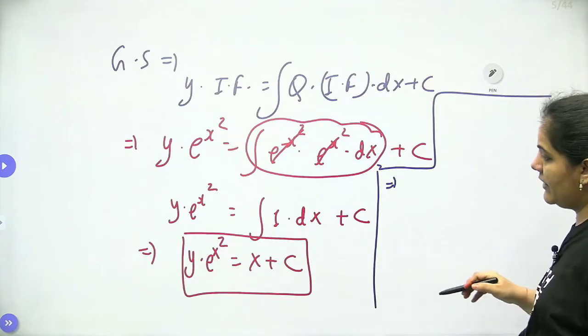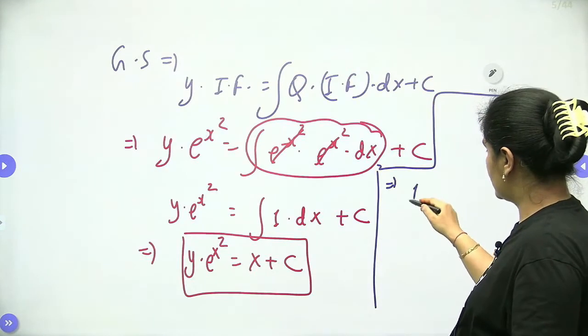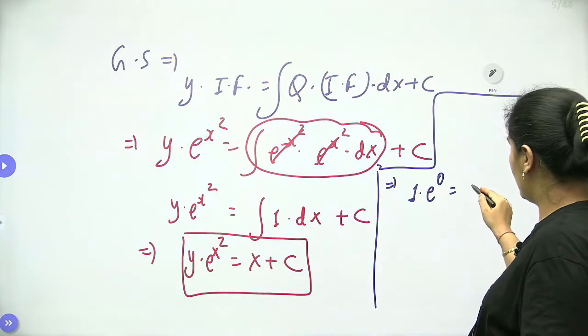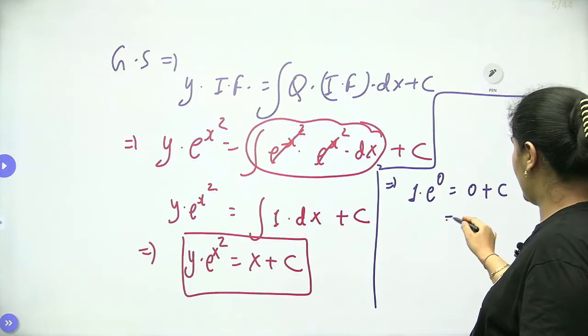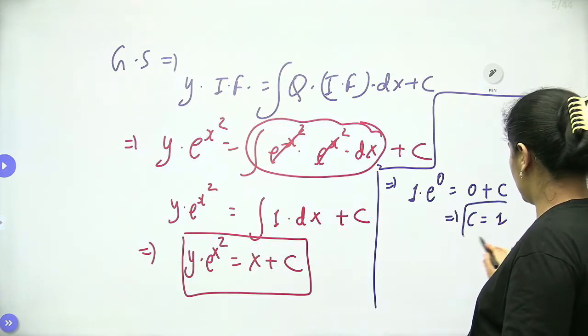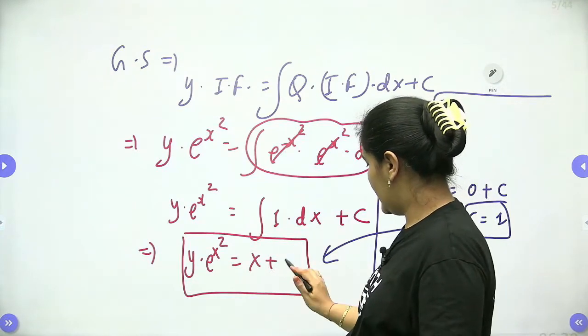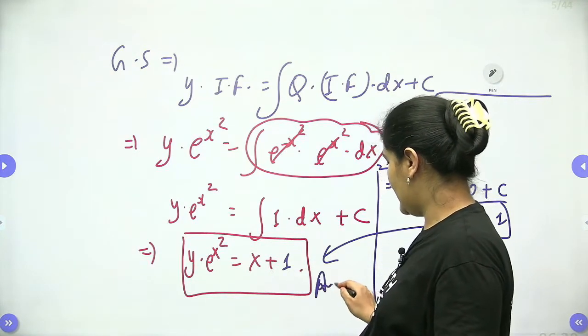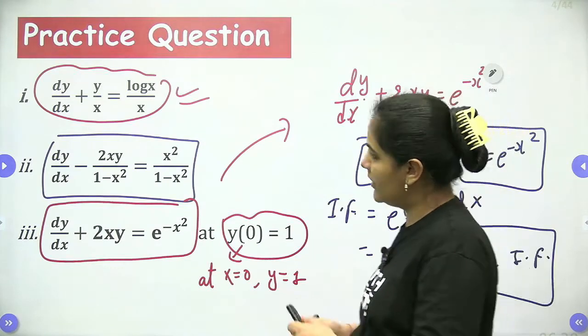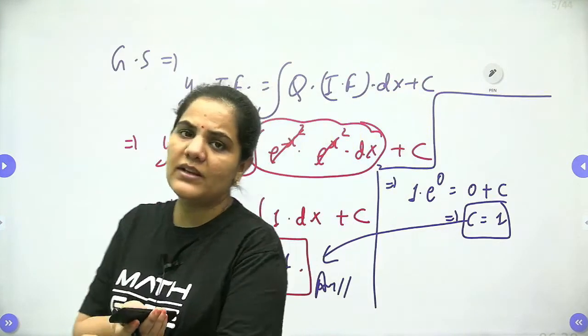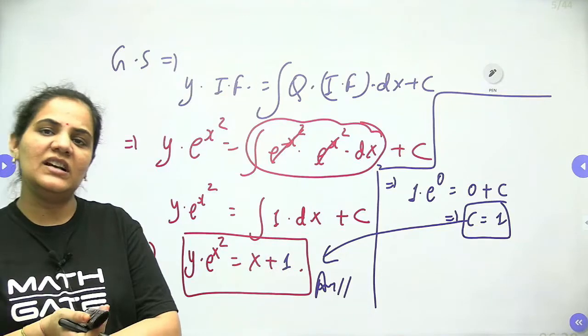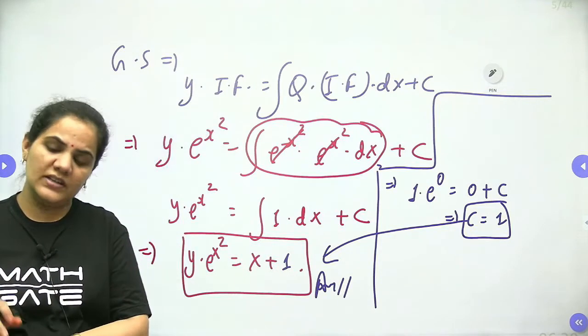So when we put x is equal to 0, y is equal to 1, it will be 1 into e to the power 0, which is equal to 0 plus c. Hence we will get the constant c is equal to 1 only. We can put here the value of c, and this will be our answer. Because here we don't have options, we can leave it here only. When we have options, we can change the answer according to the options, dear students, right?